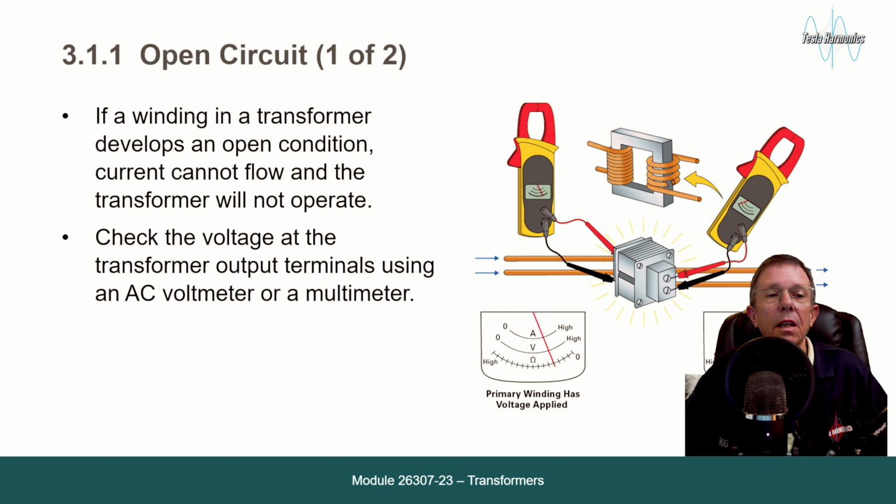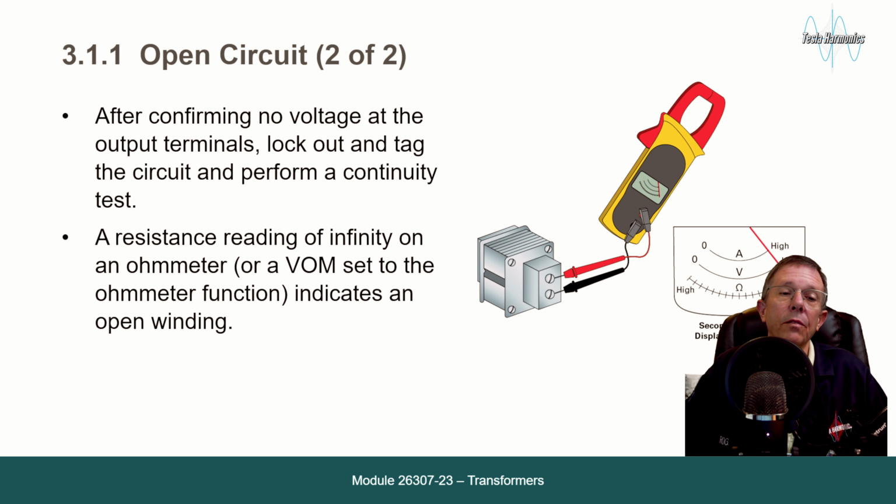Open circuit. If a winding in a transformer develops an open condition, current cannot flow and the transformer will not operate. Check the voltage at the transformer output terminals using an AC voltmeter or a multimeter. After confirming no voltage at the output terminals, lock out and tag the circuit and perform a continuity test.